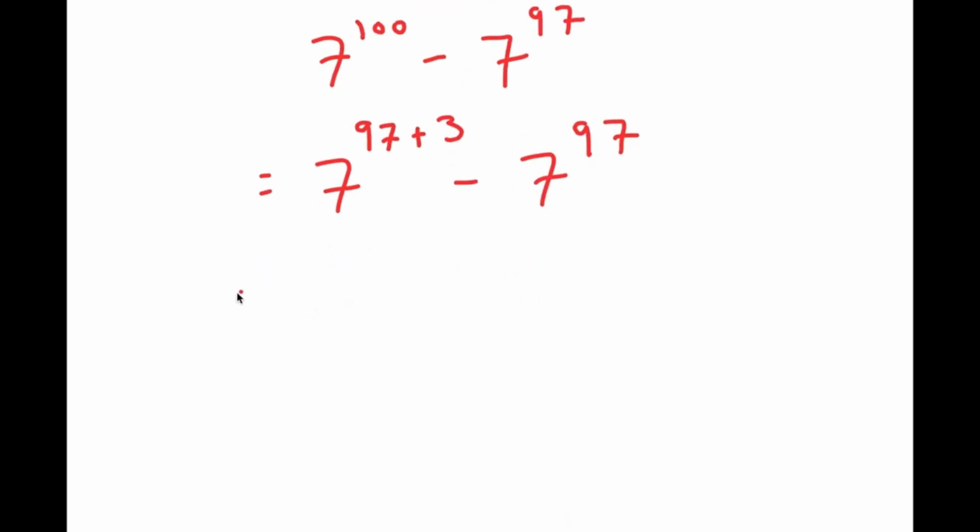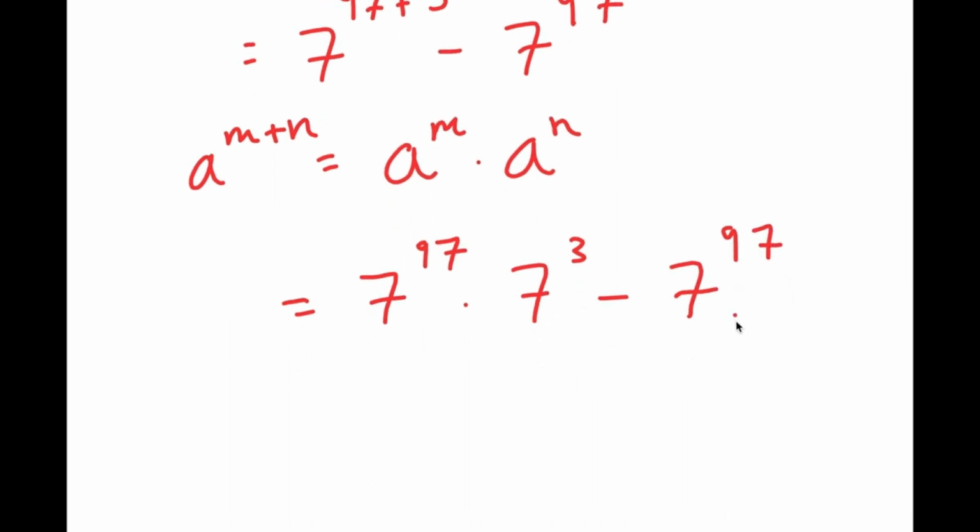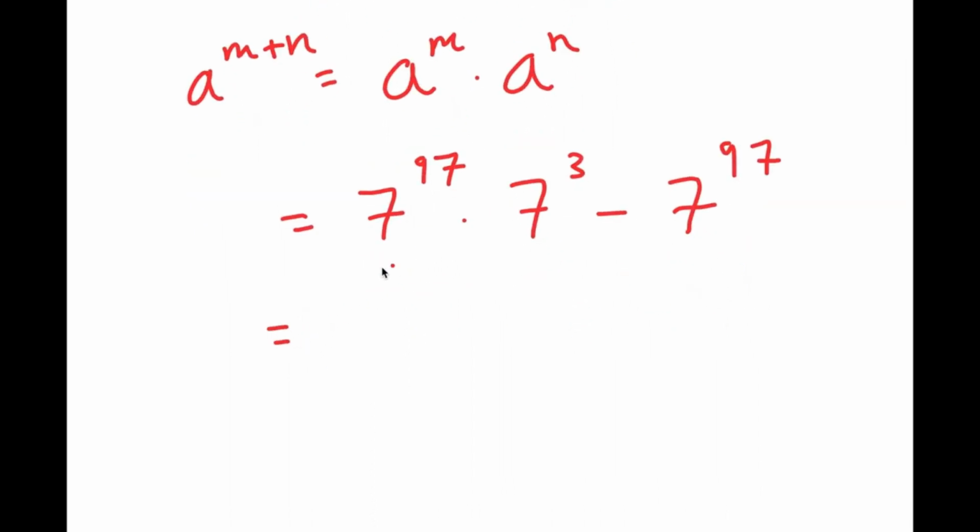Now, if I have something in the form a to the power of m plus n, this is equal to a to the power of m times a to the power of n. So 7 to the power of 97 plus 3 is going to equal 7 to the power of 97 times 7 to the power of 3. And I have this minus 7 to the power of 97. Now from here, notice how both of my terms have 7 to the power of 97 in them. So I can simply factor out 7 to the power of 97, and I get 7 to the power of 97 times 7 to the power of 3 minus 1.